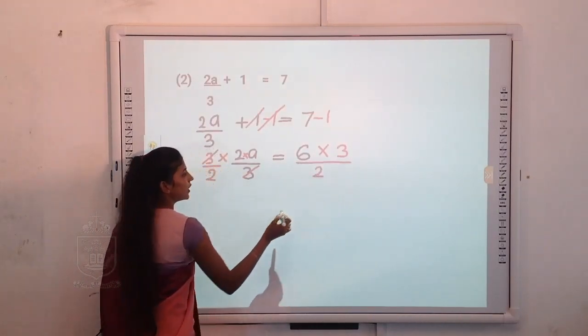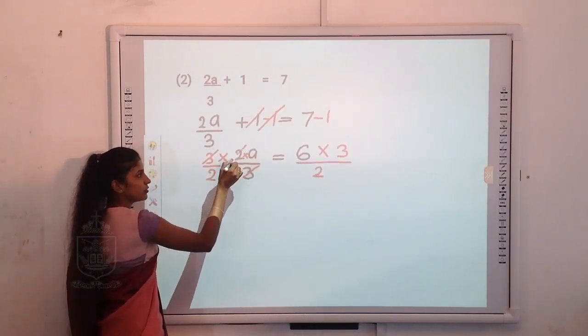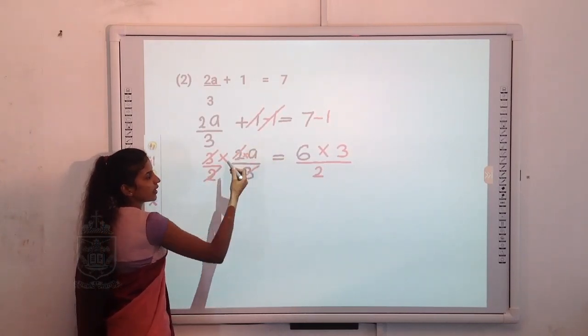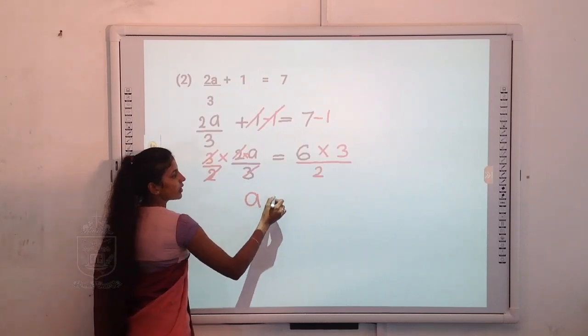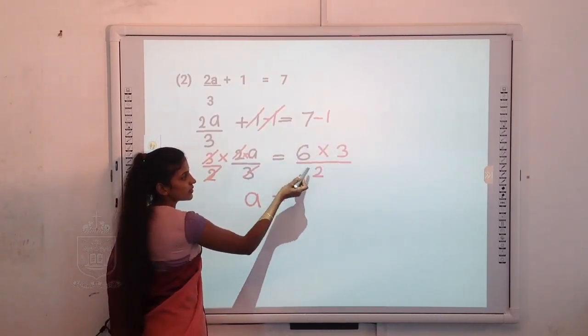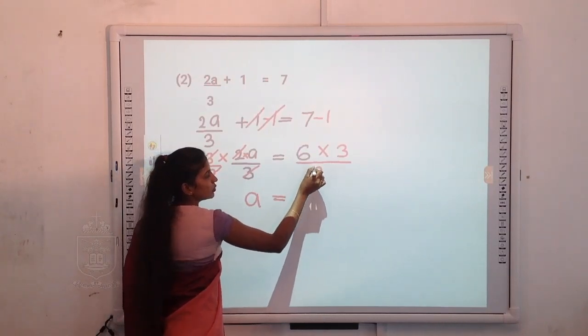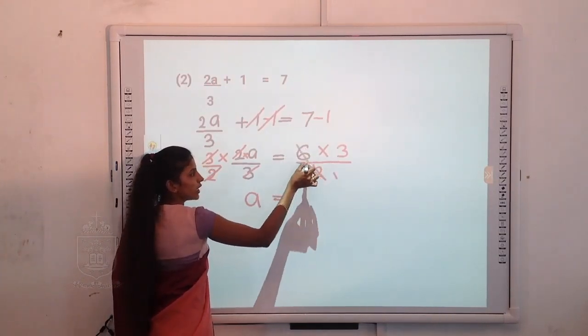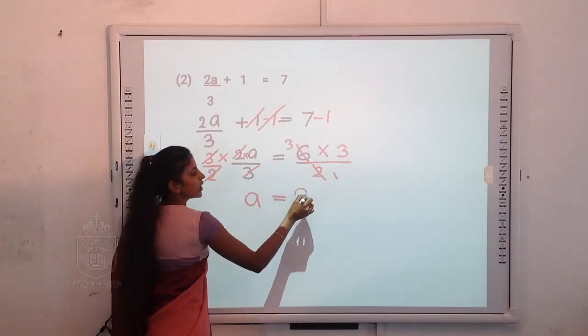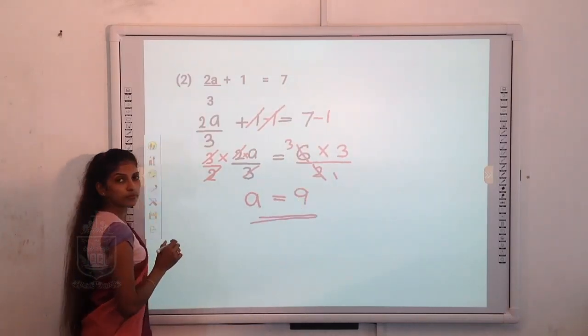So you can divide by 2. What will happen? 2 and 2 will cancel. So what is remaining on this side is a, equals, now you have to simplify this. You can see this 6 and 2 can be cut: 2 times 1, 2 times 3. What is remaining? 3 times 3, answer is 9.